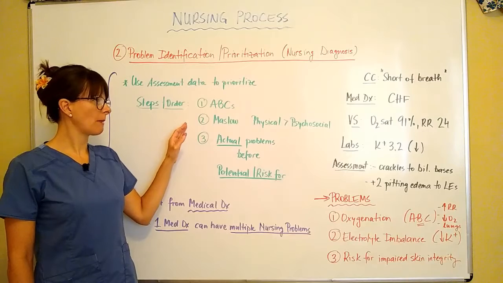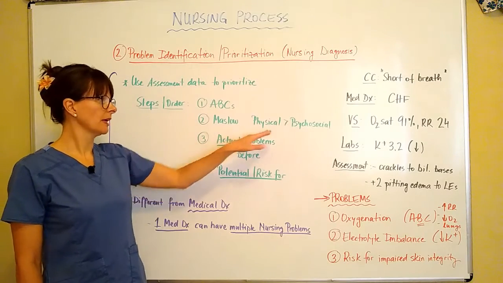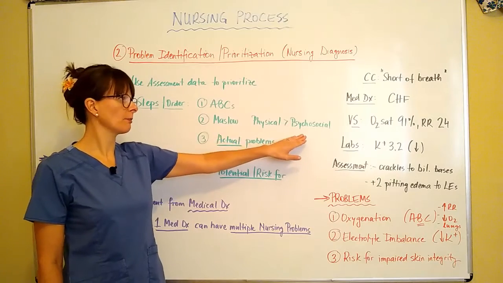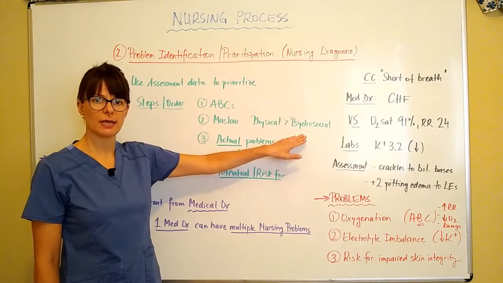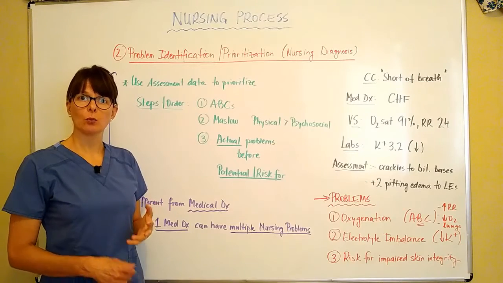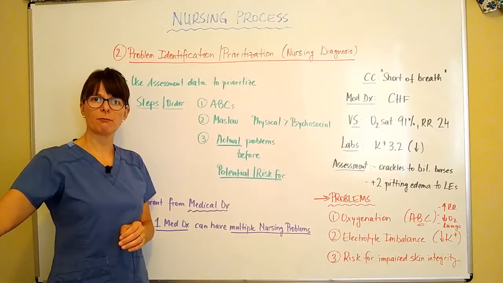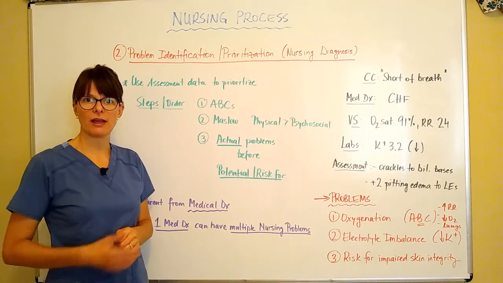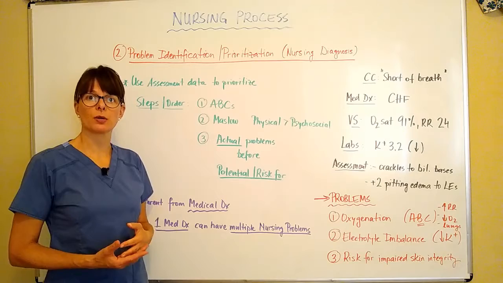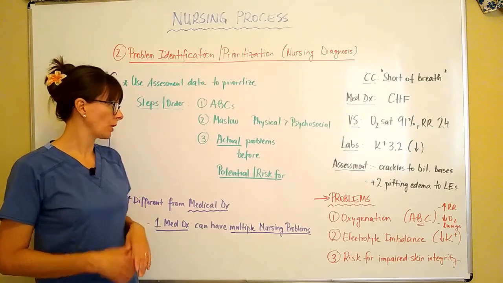Number two, we go by Maslow's hierarchy of needs, which basically tells us that physical needs always come before psychosocial ones. So if the patient is choking on something, we're not going to worry about their inability to pay for their hospital visit because they don't have insurance coverage. Physical needs always come before psychosocial ones.